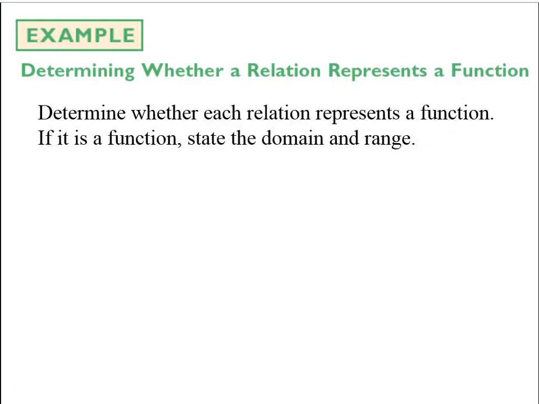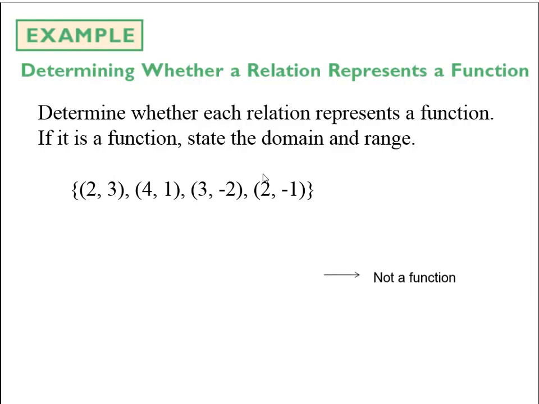So determining whether each relation represents a function, right? And then if it is a function, state the domain and range. We did this example already, but just as a refresher, here was an example we looked at earlier where we noticed that x equals 2 mapped to 3 and x equals 2 mapped to -1. So here's a relation that is not a function because there's an x that corresponds to more than one y value. So we're not going to say that there's a domain and range here because it's not a function.